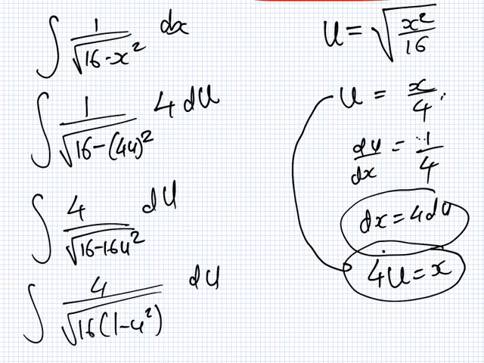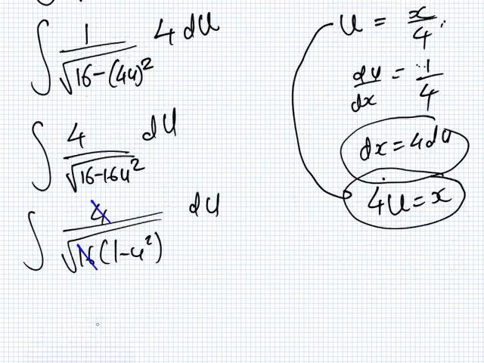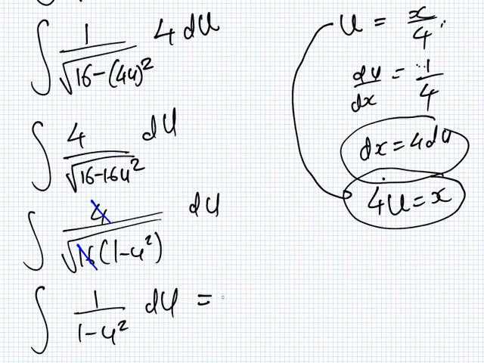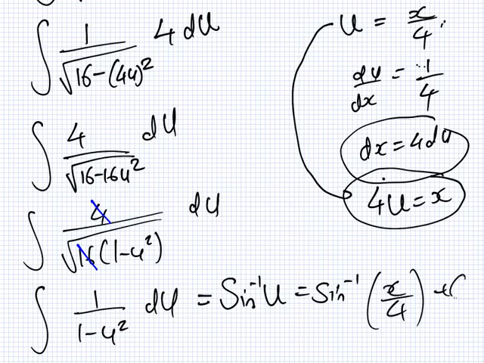Now what's the square root of 16? 4. So in fact that 4 cancels the root of 16 under the root. So you have the integration of 1 over root 1 minus u squared du. What does that equal though? Sine inverse of u. So that is sine inverse of x over 4 plus c.